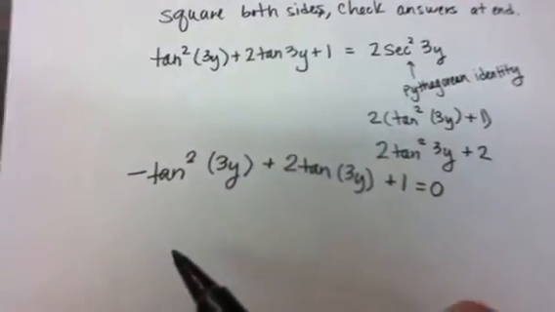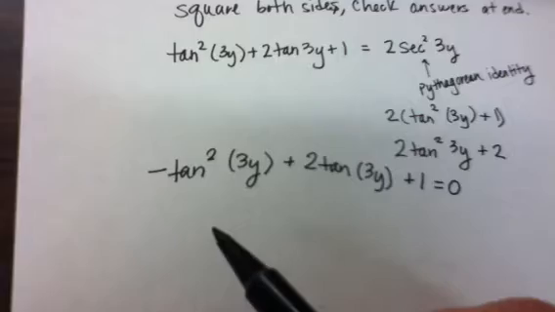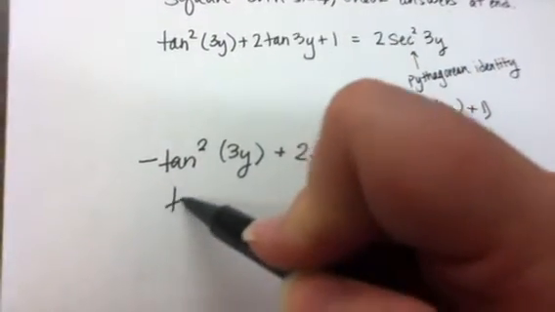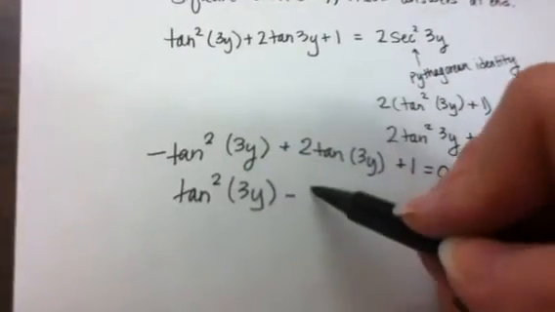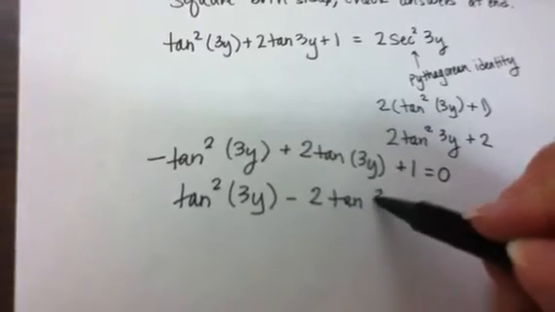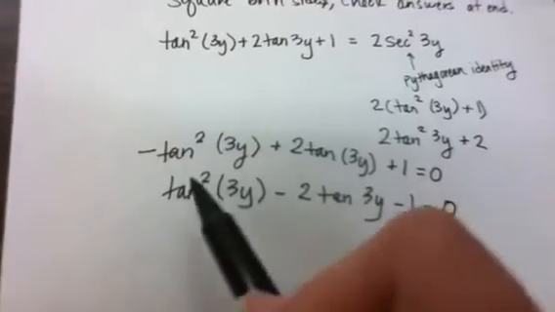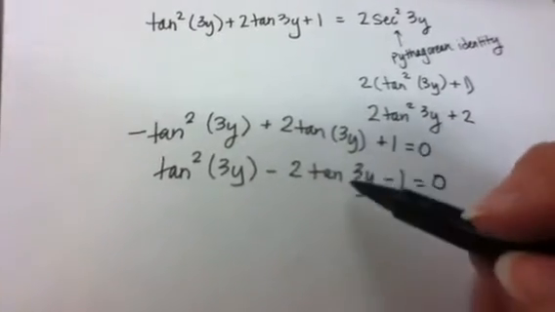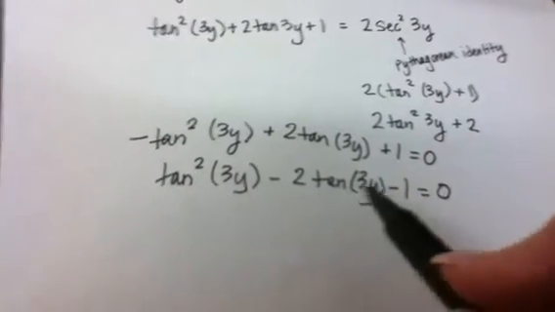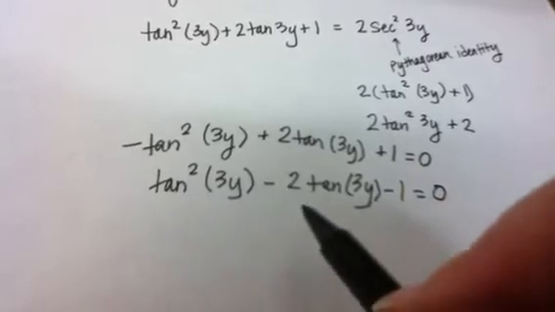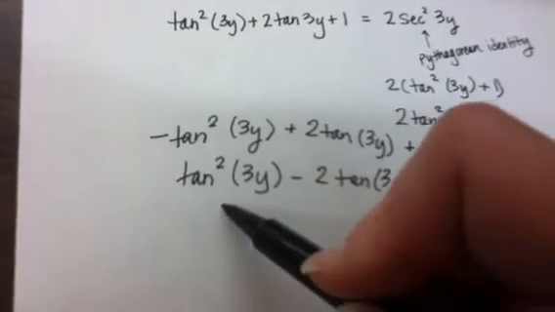Okay, now I prefer to work with problems that don't have this negative out in front. So I'm going to go ahead and change everything that's negative to a positive and everything that's positive to a negative. So that gives me tangent squared 3y minus 2 tangent 3y minus 1 equals 0. And now this is a quadratic that's factorable. If you need to, go ahead and use a u substitution, and your u value would be tangent 3y. So this would be u squared minus 2u minus 1. I'm not going to do it that way, but you could. So I'm just going to go ahead and factor it as is.